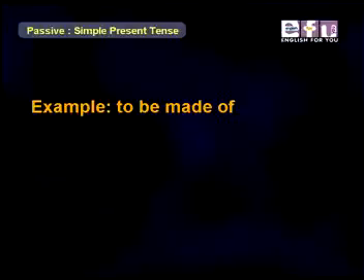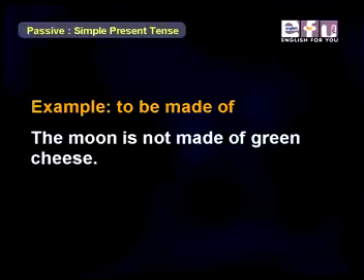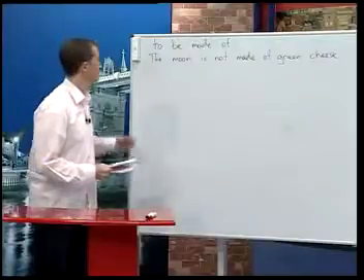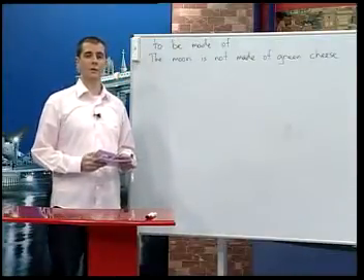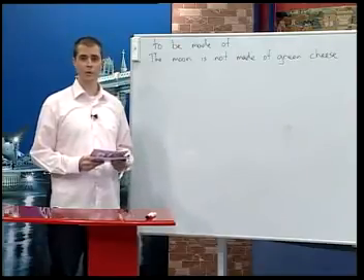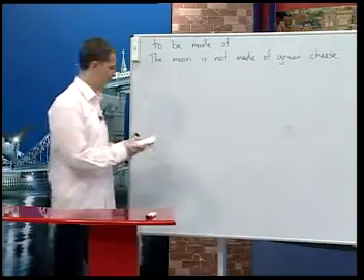Some verbs are often followed by certain prepositions and they are used in the passive. For example, to be made of. Here's an example. The moon is not made of green cheese. To be made of. The moon is not made of green cheese. Some people used to think it was made of green cheese.